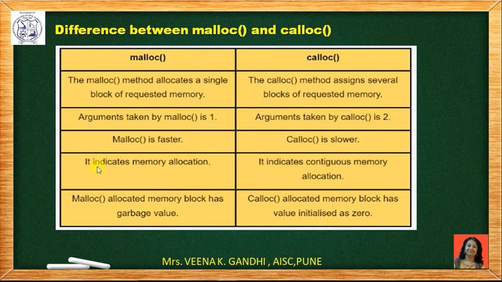Malloc indicates memory allocation. Calloc indicates contiguous memory allocation. Malloc allocated memory block has a garbage value. Calloc allocated memory block is initialized with the 0 value.